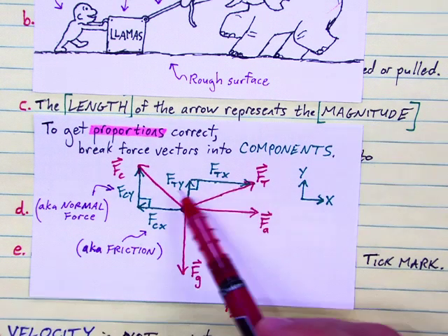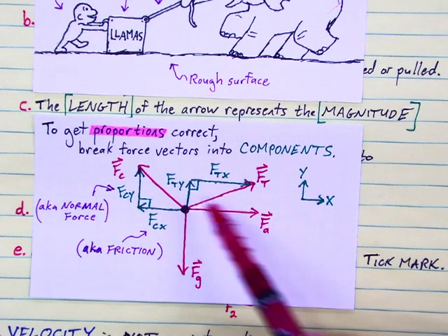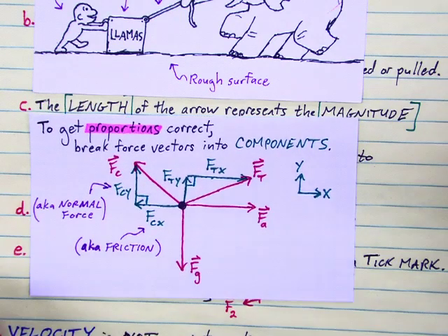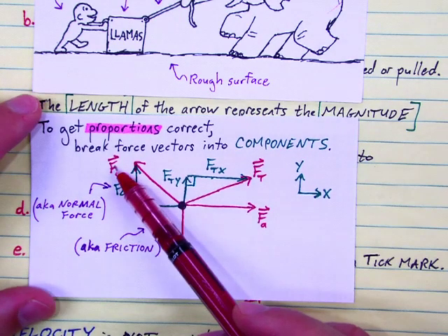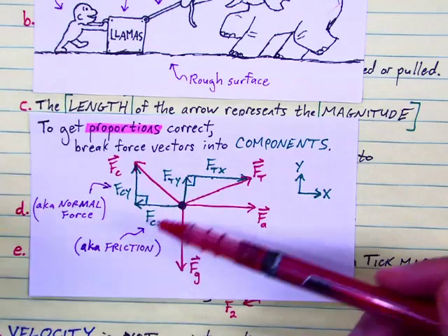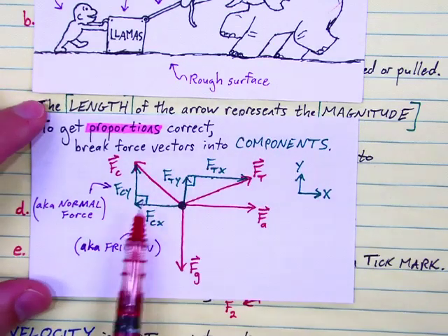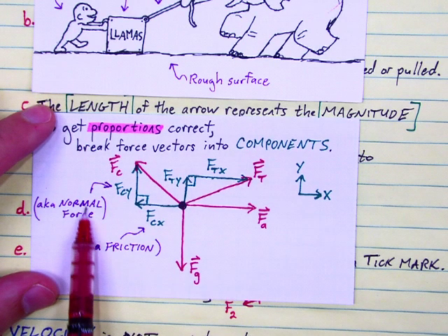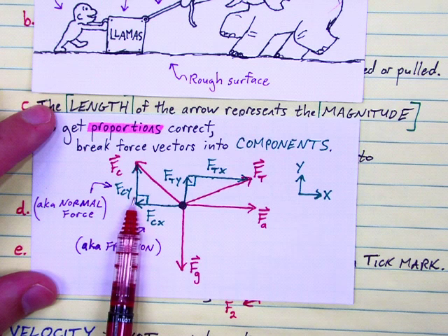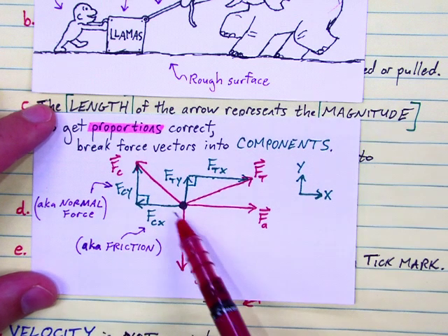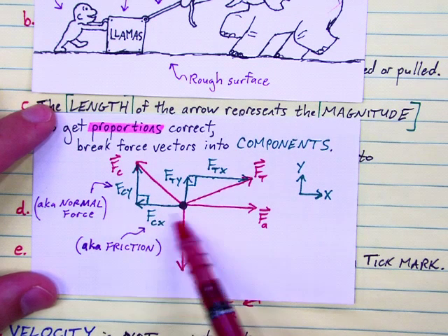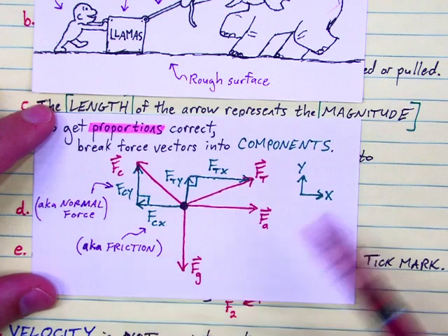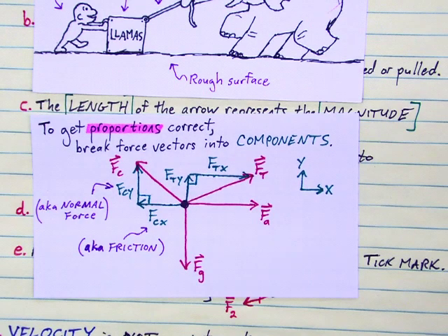So here I've got FTX and FTY, the x and y components of the tension force pulling up on the box. For the contact force from the surface, we actually have special names for the component that is perpendicular to the surface. We call that the normal force, the part of the surface pushing up perpendicular to the surface. And then the part of the contact force with the surface that's parallel to the surface, that's friction. We call that friction. So these two components have special names.